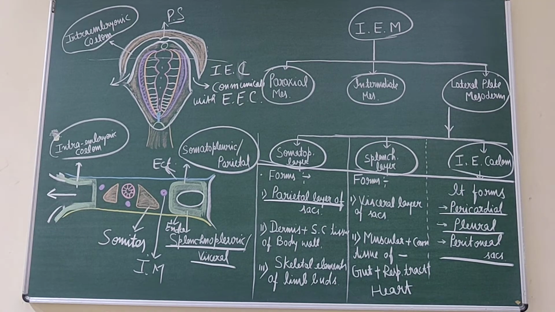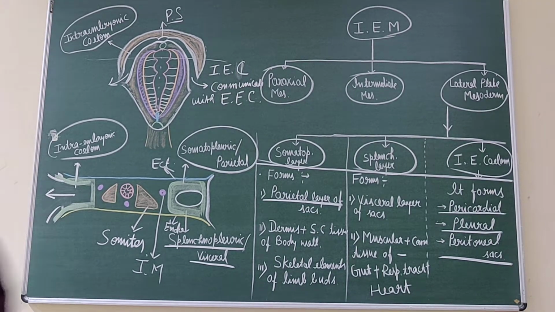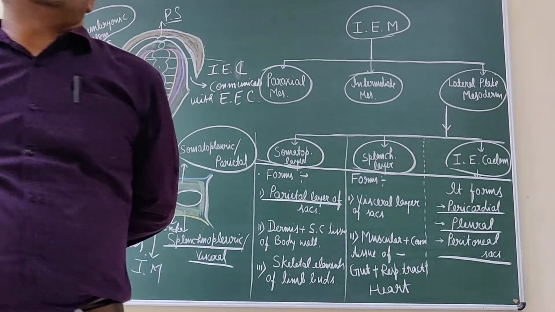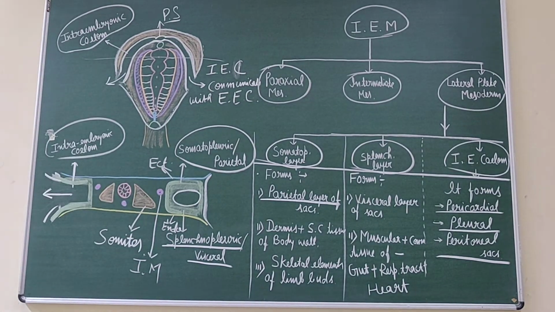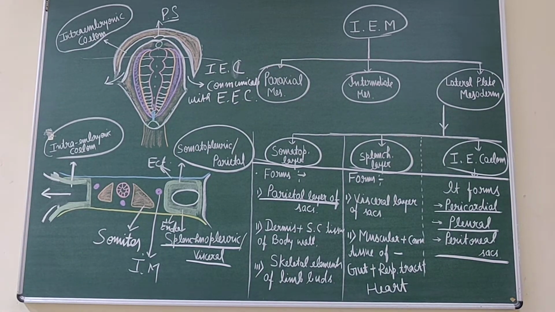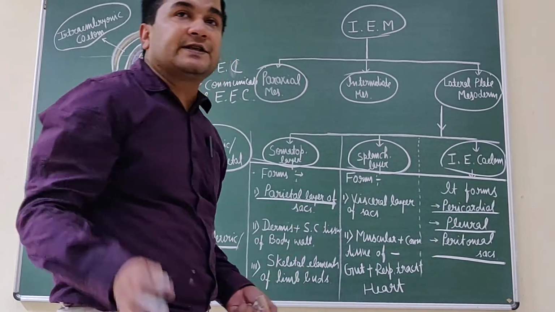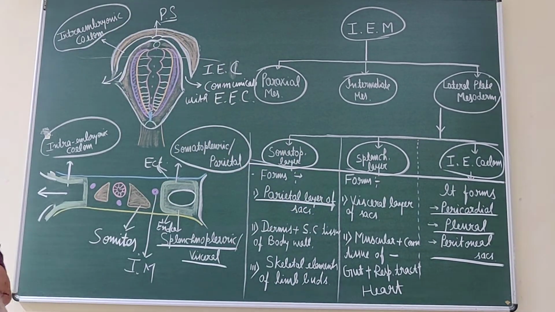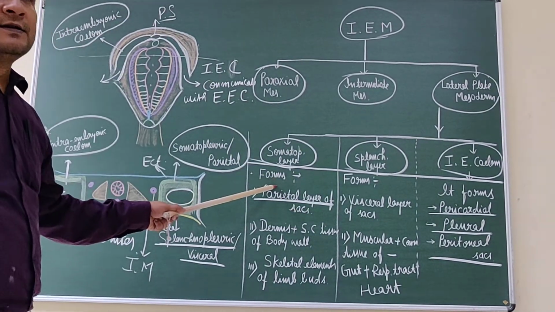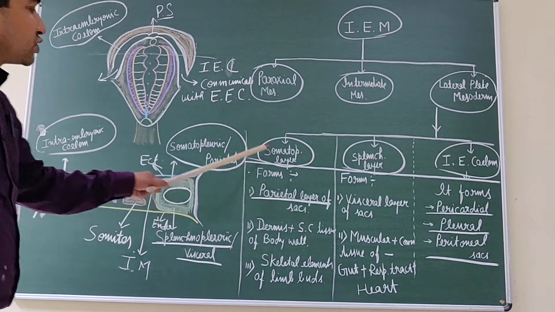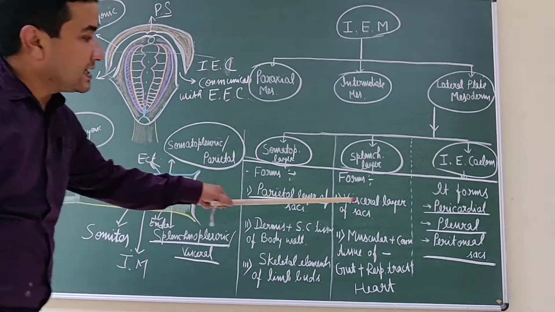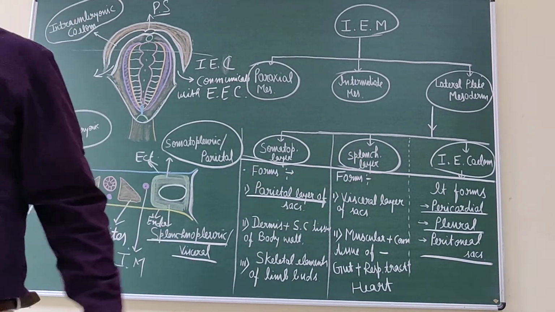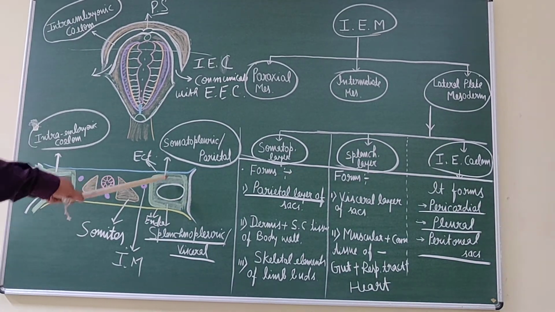Remember the gross anatomy class of the pleura and peritoneum, the parietal and the visceral layers, and try to differentiate the difference between the parietal pleura and the visceral pleura. One difference is here: the parietal pleura is the somatopleuric layer, while the visceral layer is the splanchnopleuric layer. So these are the layers.